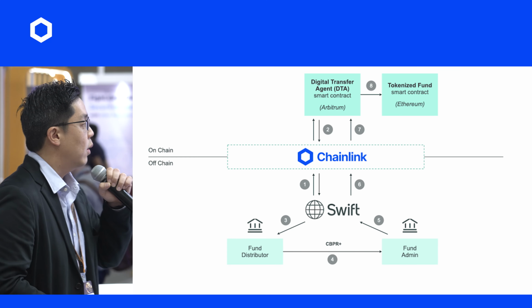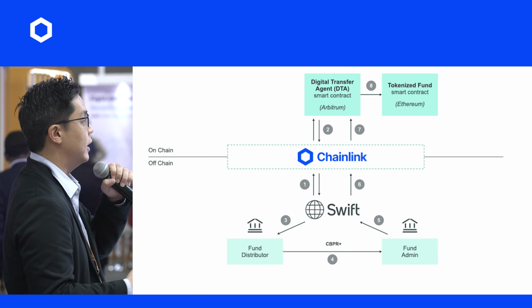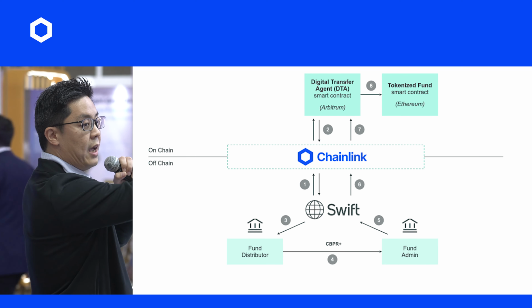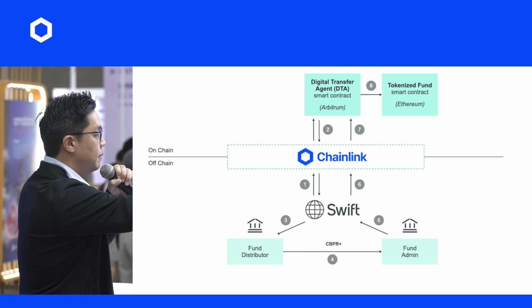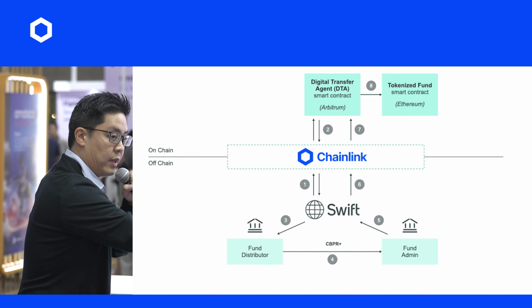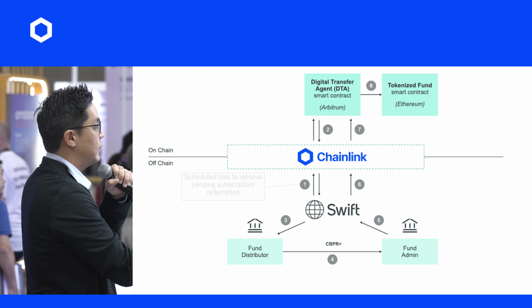Now, I'm going to jump into the workflow so you can understand how we get the correct identifications, and how it flows through the entire network to end and close the entire loop for subscriptions and redemptions for the funds. Just to orient you on this: on the top side, we have the DLTs, the blockchains. Chainlink is in the middle, and we have the Swift network at the bottom, just for this.